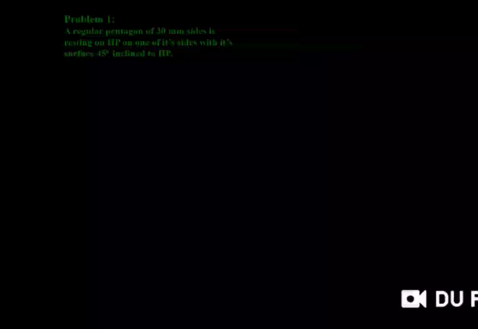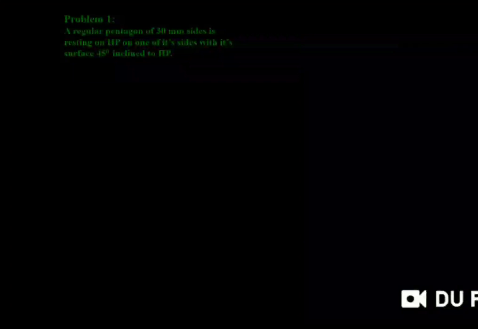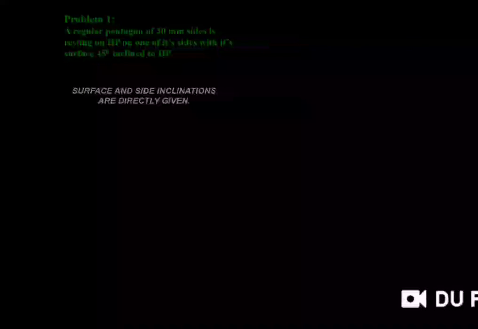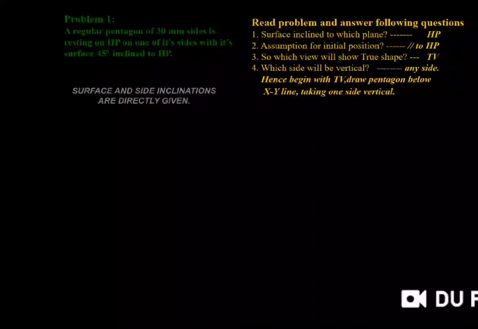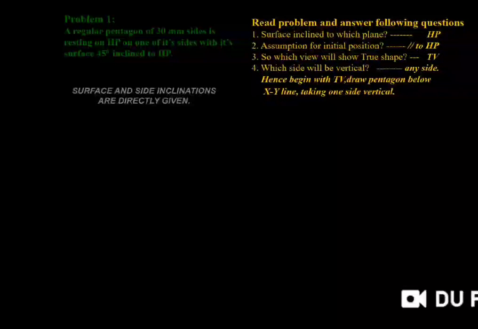A regular pentagon of 30 mm side is resting on HP on its side with its surface 45 degree inclined to HP. Draw its projections. Surface and side inclination are directly given. After reading the problem, the surface is inclined to its plane HP. Assumption is surface is in initial position. What is the assumption made? That is parallel to HP.